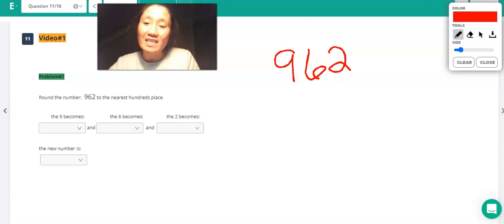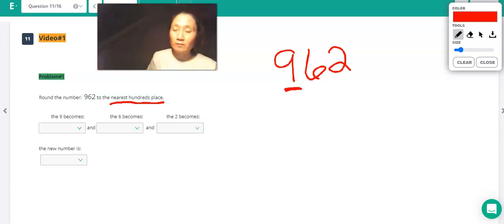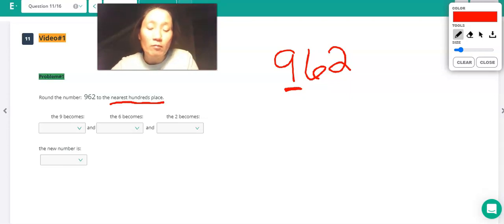And we're going to look at the nearest hundreds place, it says. So we're going to look at the nearest hundreds place. That's the hundreds place. Okay? And now if you remember, we have some numbers that we need to look at.